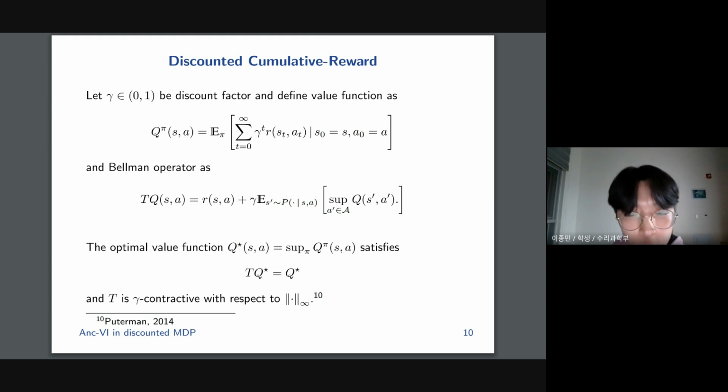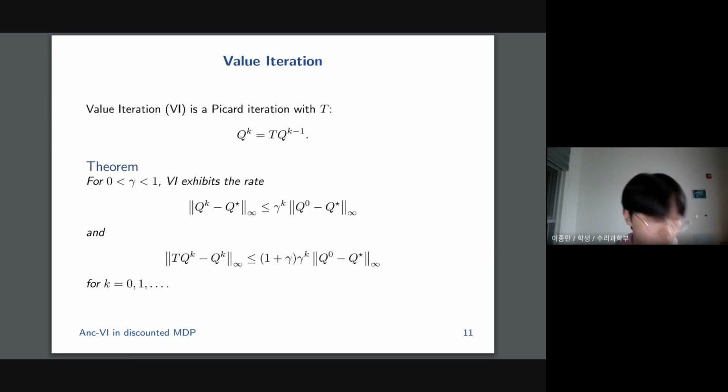This equation, TQ star is equal to Q star, is also known as the Bellman equation, and it is basically a fixed point problem. And also, it is well known that this Bellman operator T is gamma-contractive with respect to the L infinity norm. Now we are ready to define value iteration. Value iteration is a Picard iteration with the Bellman operator T, and can be defined as follows.